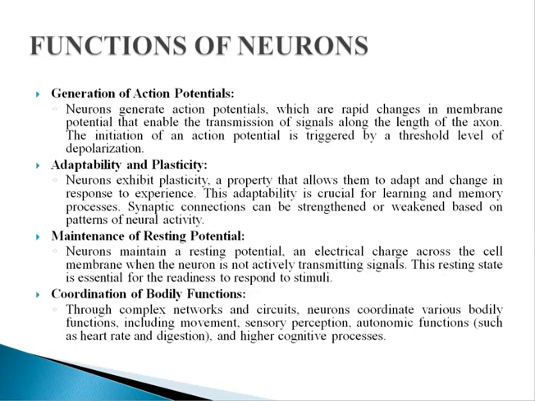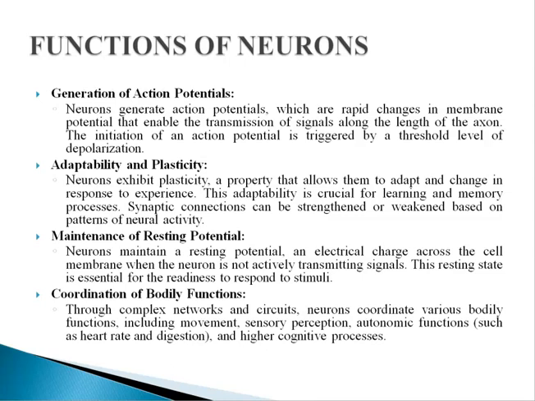The next is the generation of action potential. Neurons generate action potentials, which are nothing but changes in the membrane potential that enable the transmission of signals through the length of the axon. The initiation of an action potential is triggered by the threshold level of depolarization.